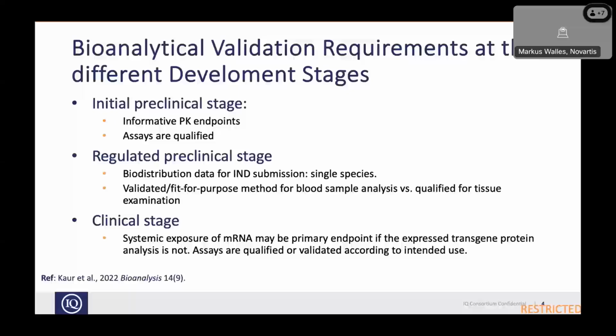Blood analysis can be performed with a validated or a fit-for-purpose method, and tissue would require a qualified method. Finally, for clinical phases, the systemic exposure of mRNA may be the primary endpoint when the expressed transgene protein is not. Further, the bioanalytical assay can be qualified or validated based on the intended use.